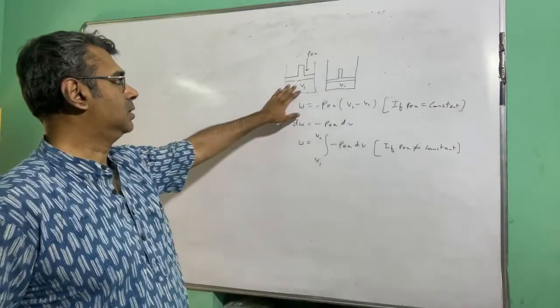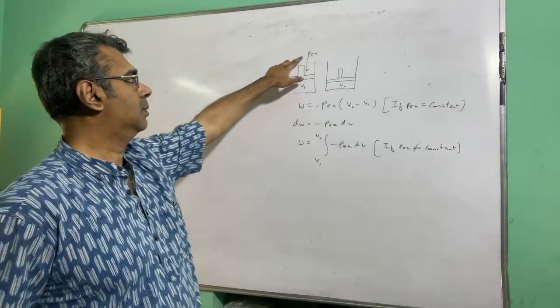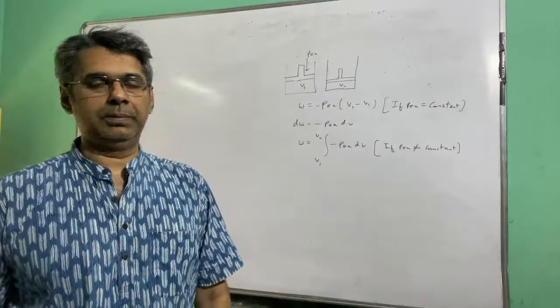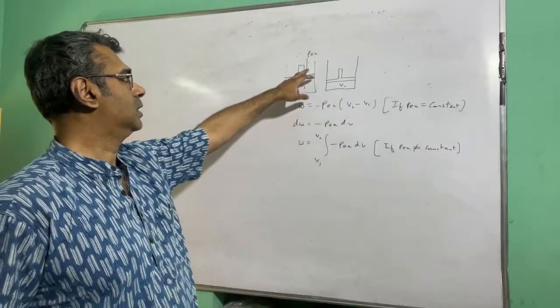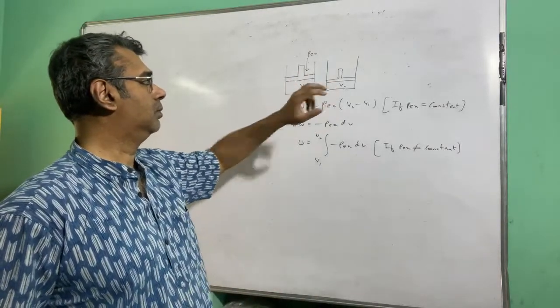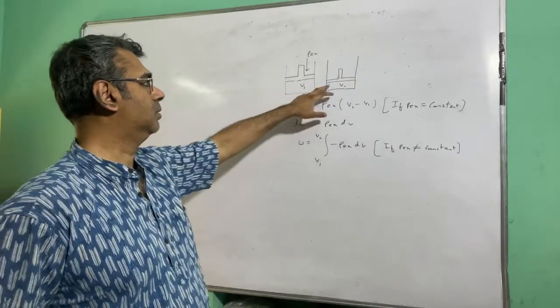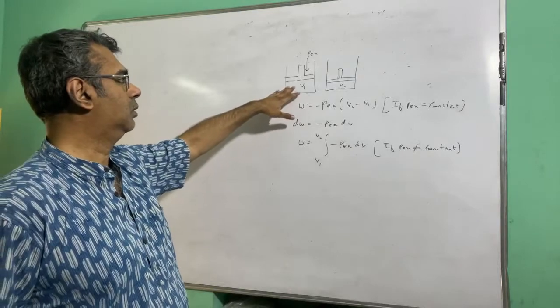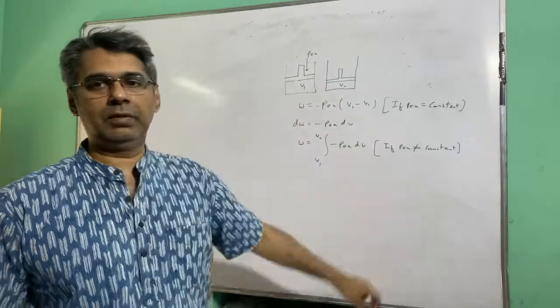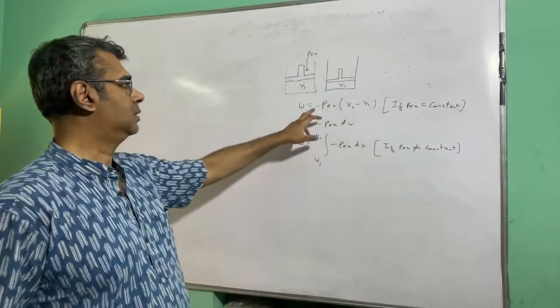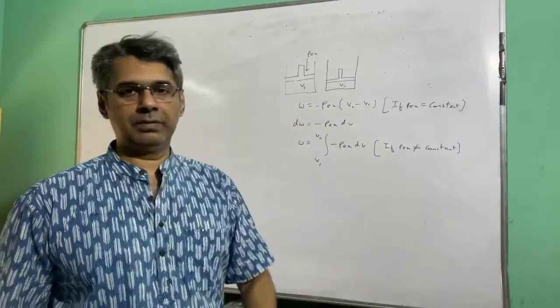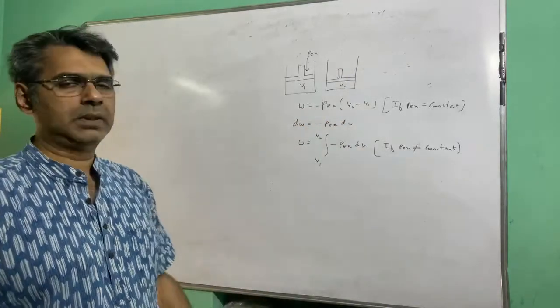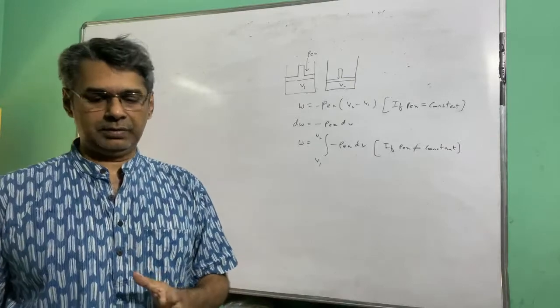The system has a volume of V1 and it is subjected to external pressure PEX, and due to this external pressure the volume goes down from V1 to V2. Earlier the volume was V1, now it goes to V2. You know that the work done during the transition from V1 to V2 is minus PEX into (V2 minus V1). This is a basic formula of thermodynamics which we all know.